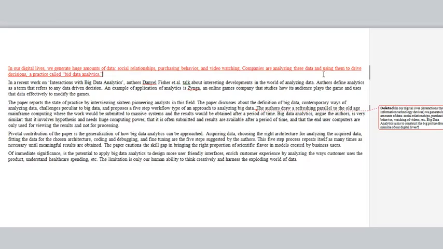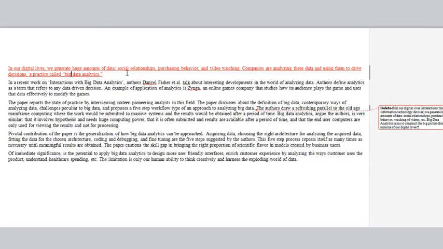But notice I didn't say, let me define big data analytics for you. I said what it was, and then I put at the end that that's what the term is called, because it's always more interesting to say what something is, and the term itself is less interesting to people. So let's stick that at the end. So companies are analyzing these data and using them to drive decisions, a practice called big data analytics.